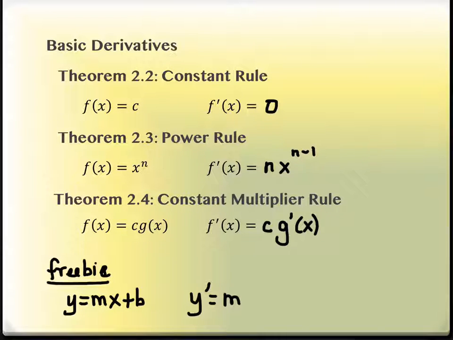And then the constant multiplier rule, which relates to all of these different rules actually, says that if we have a constant times the function, that constant is times the derivative of that function as well. So the constant sort of just comes along for the ride.